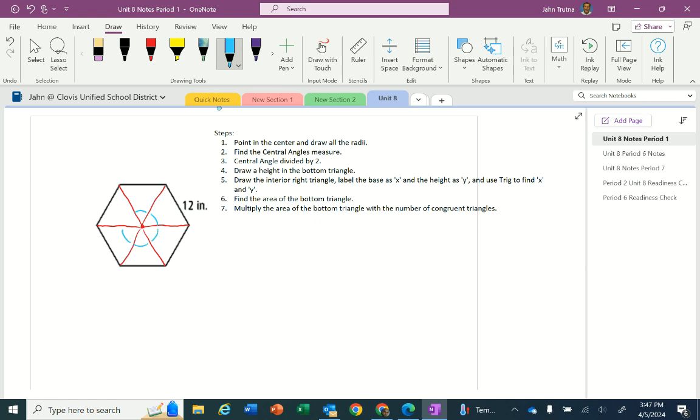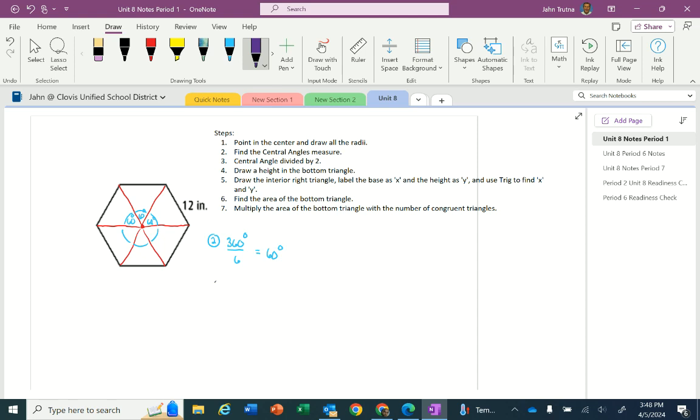All right, so how do we do step number 2, which is find the measure of the central angles? Remember, we take 360 degrees. All the central angles make 360 degrees, and then we divide it by 6, because there's 6 central angles. That is equal to 60 degrees. So each one of these central angles is 60 degrees. You do not have to write 60 degrees in all the angles. You just have to know that they're 60 degrees.